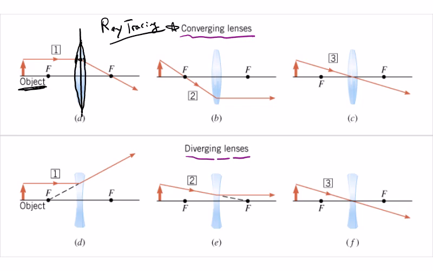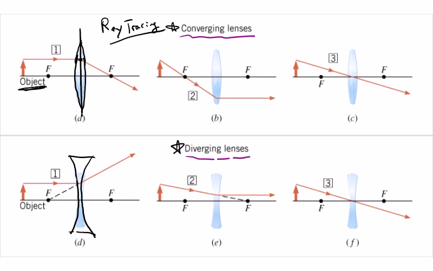We actually, for a diverging lens, which is sometimes referred to as a double concave lens, because if you notice, it curves like this and then it curves like that, we can say it's two concave lenses. They also do the exact same thing. They have a focal point on both sides.